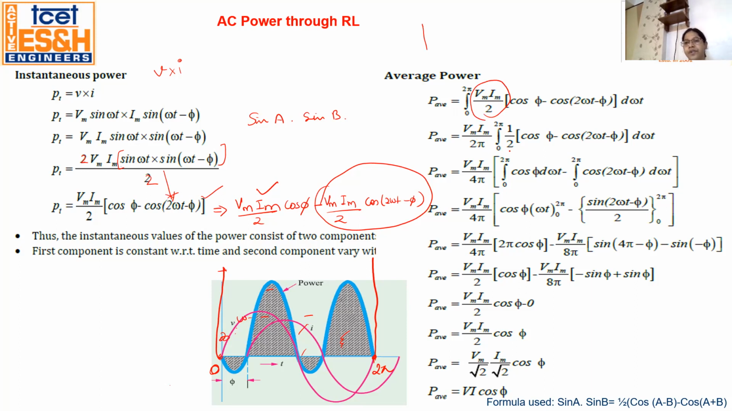Now half, and integral from 0 to 2 pi of cos phi minus cos 2 omega t minus phi, bracket close.